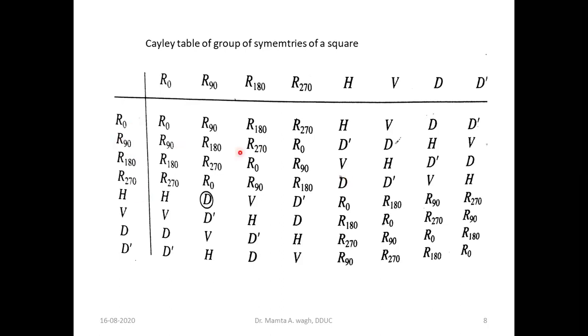And next we can see that suppose I am combining R90 with H. So R90 with H is giving me D dash. And H combined with R90 is giving me D. So one is giving me D dash and another is giving me D. That means R90 composed with H is not the same as H composed with R90, so this composition of functions is not commutative.